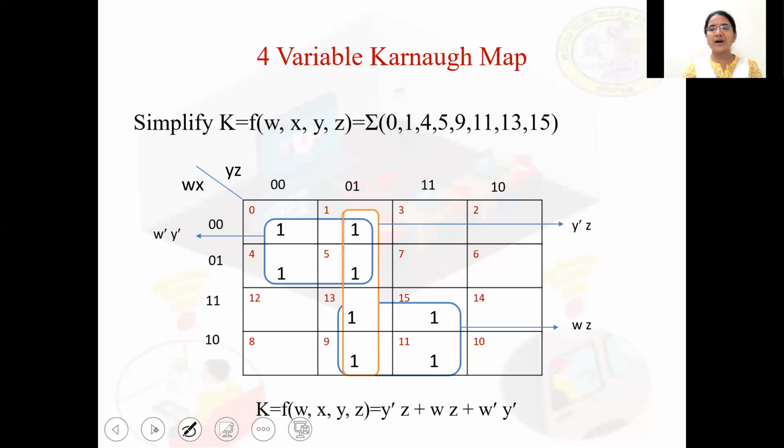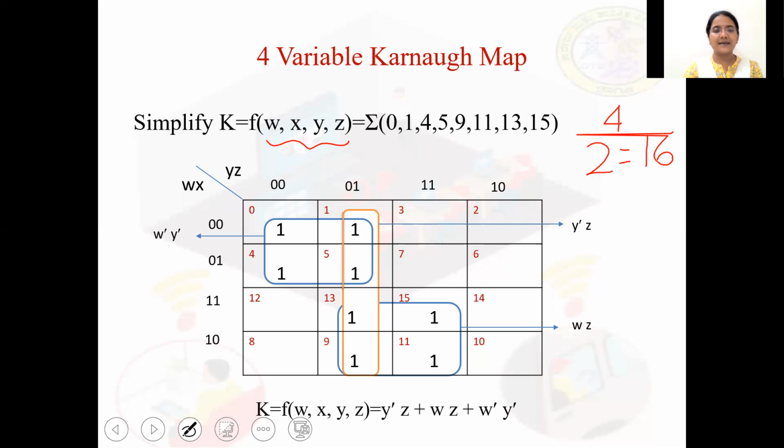We'll take one example of how to simplify a 4 variable function. Simplify k equals f of wxyz summation 0, 1, 4, 5, 9, 11, 13, 15. What is the first step? We have to know how many cells should be there in the k map. How many variables are there here? 4 variables are there.